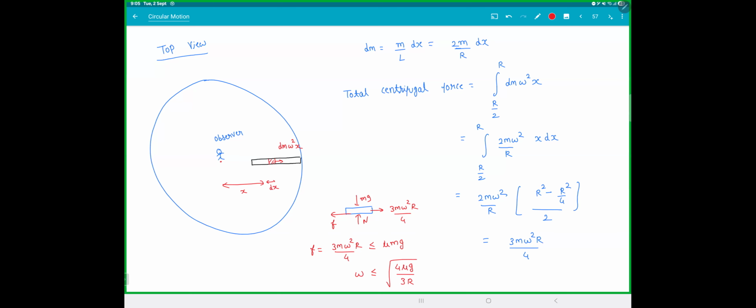Is this making sense, everyone? The dm part, what is dm? Siddesh, dm is the mass of a small segment. For length L, mass is m. For dx, what will be the mass? Unitary method. Total mass by total length into the small length will give you the mass of that small part. Sure? Any other doubt on this? Please ask me.